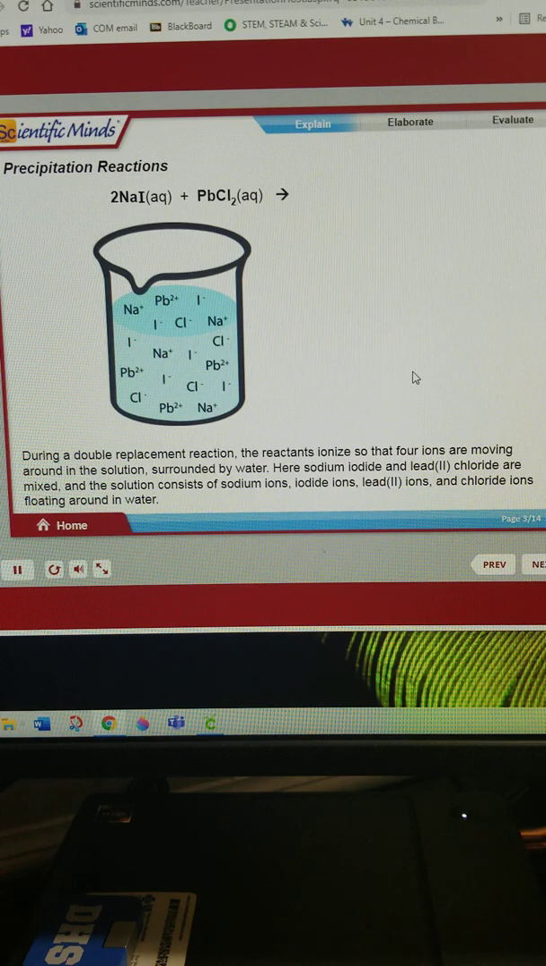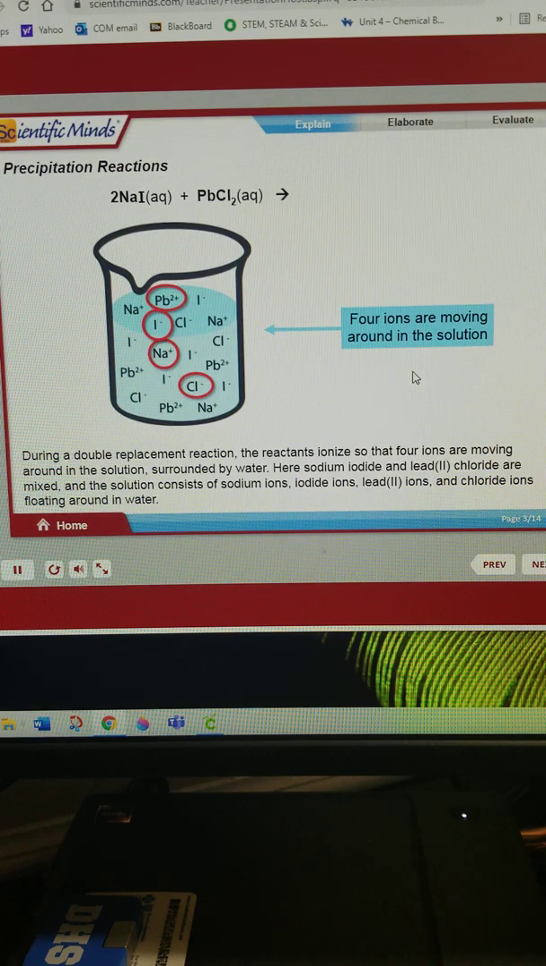During a double replacement reaction, the reactants ionize, so that 4 ions are moving around in the solution, surrounded by water. Here, sodium iodide and lead-2 chloride are mixed, and the solution consists of sodium ions, iodide ions, lead-2 ions, and chloride ions floating around in water.